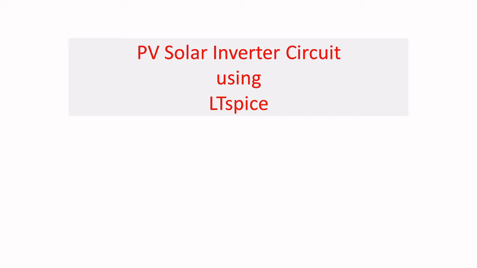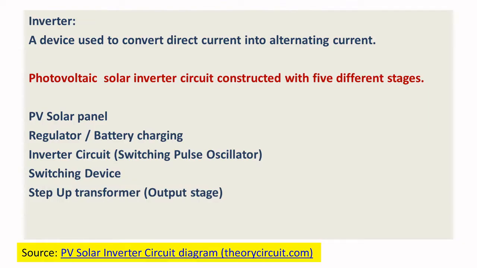We'll see the PV solar inverter circuit, that is the photovoltaic solar inverter circuit, using LTSpice. An inverter basically does the function of converting direct current to alternating current. In today's lecture we will see the photovoltaic solar inverter circuit.